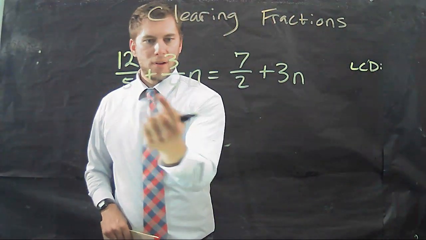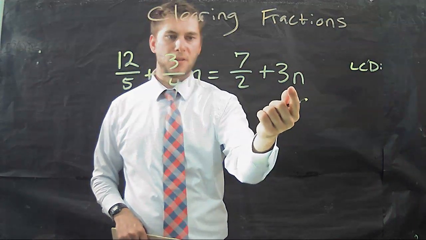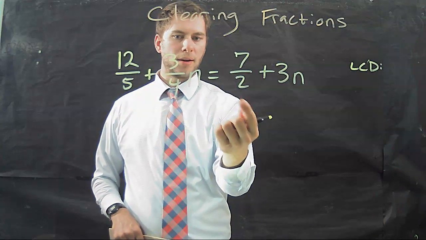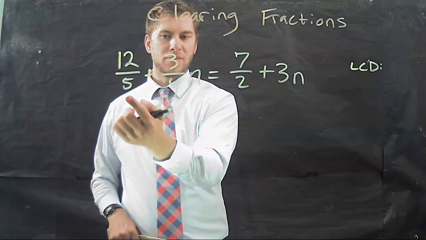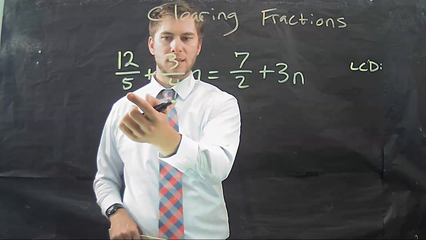I have 5, 4, 2, and I guess this is a 1, but I can pretty much ignore 1, right, because it goes into everything. So 5, 4, and 2 is what I am worried about. I'm going to do multiples of 5. 5, 10. I know 2 goes into 10, but 4 doesn't. Okay, so let's keep going.